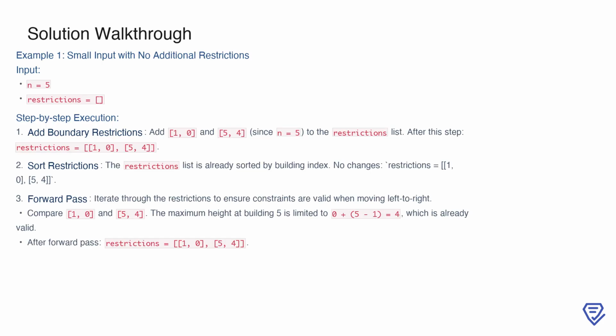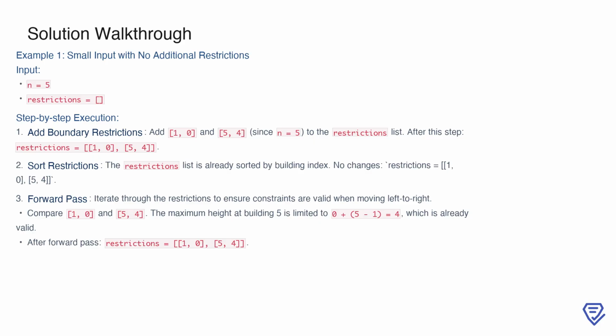In this example, we start with a small input where there are no additional restrictions beyond the boundaries of the buildings. The input specifies n equals 5 and an empty restrictions array. The first step is to add boundary restrictions. These represent the minimum and maximum possible heights at the edges of the range, so we add [1, 0] for building 1 with height 0, and [5, 4] for building 5 with height 4. After adding these, the restrictions list becomes [1, 0], [5, 4]. Since the restrictions list is already sorted by building index, no sorting is necessary.